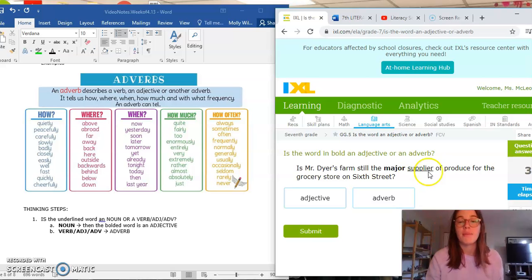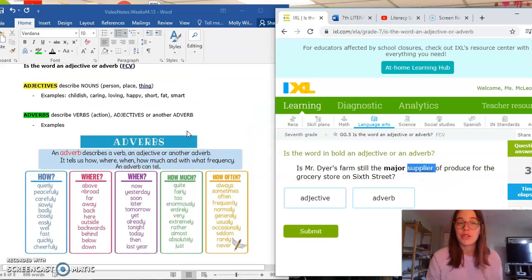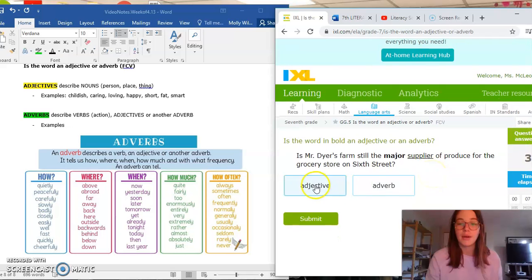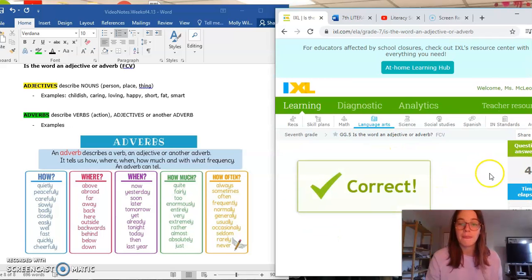Miss Dyer's farm is still the major supplier of produce for the grocery store on 6th Street. Supplier is a noun. It's a person. It's a type of person, someone that supplies something. So major is something that describes supplier, which is a noun. So we know that that must be an adjective.